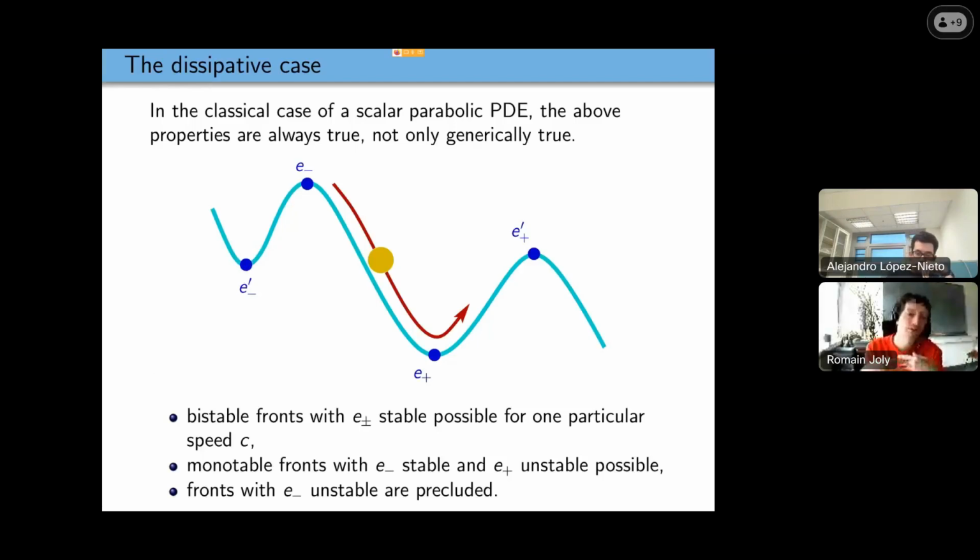And again, one of the consequences of our work with Emmanuel is that even if they are possible, they are very rare. They do not happen for generic potentials. So let me stop there, and thank you very much for your attention.